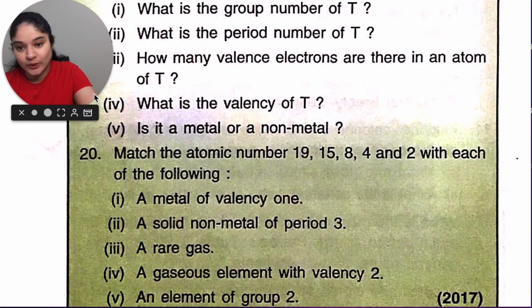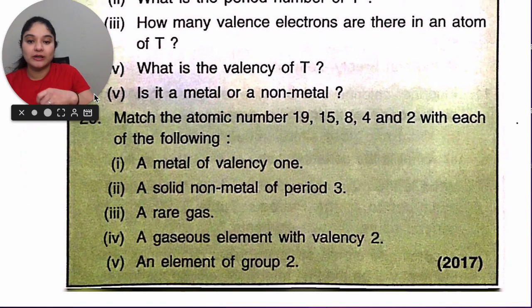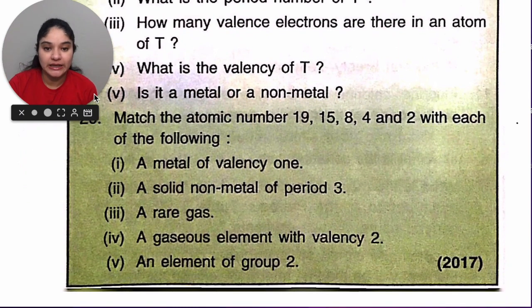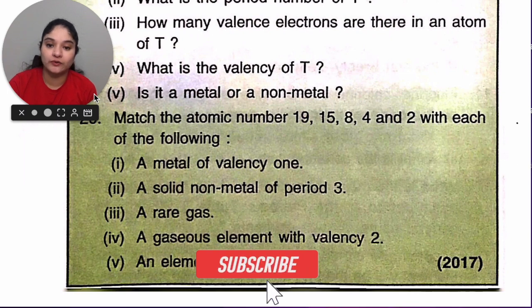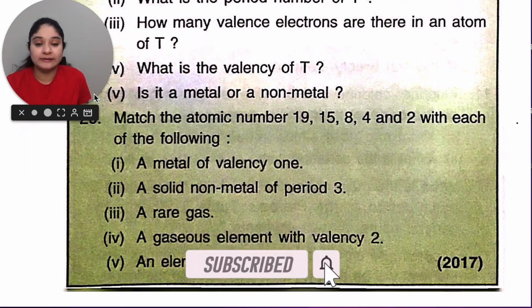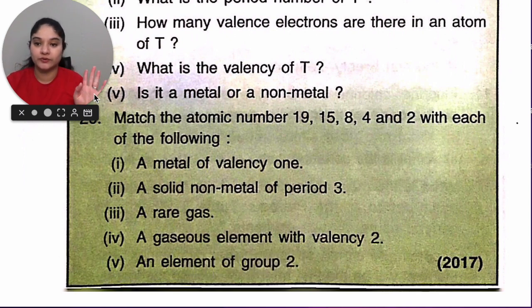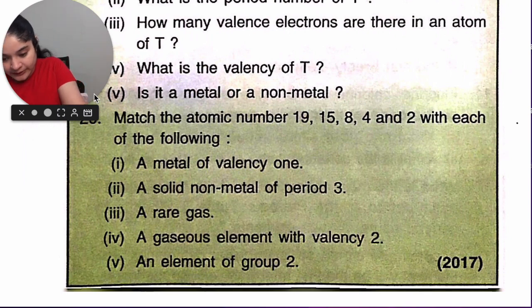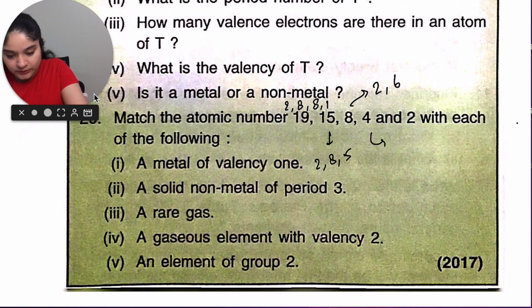Let's move to the last question. Match the atomic numbers 19, 15, 8, 4 and 2 with each of the following. A metal of valency 1. When you have a situation like this, always try to write the electronic configuration first. So this will be 2, 8, 8, 1. This will be 2, 8, 5. This will be 2, 6. This will just be 2, 2. And this will just be 2.